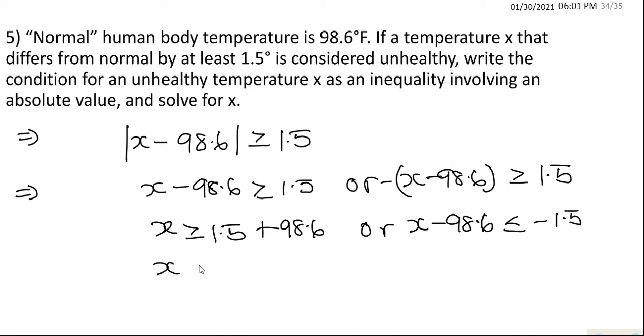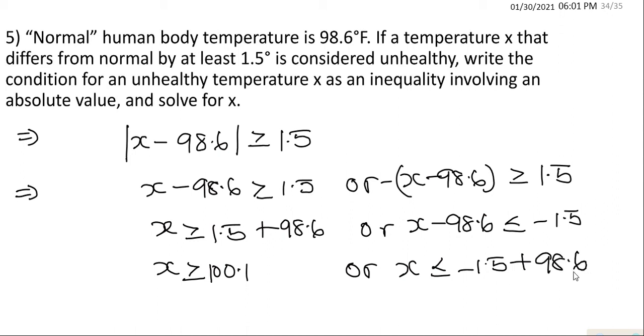So solving this, we have x ≥ 98.6 + 1.5: 6 plus 5 we have 11, carry 1, 8 plus 1 is 9, plus 1 is 10, we have 0, carry 1, 1 plus 9 is 10, so we have 100.1. Or x ≤ -1.5 + 98.6, and that will give us x less than or equal to this: 6 minus 5 is 1, 8 minus 1 is 7, and 9 minus 0, we have 9 there.